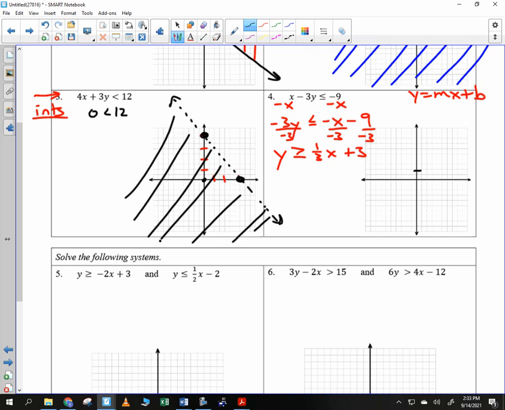I know how to graph that. I plot positive 3. Then I use my slope of 1/3. Up 1 and over 3. Solid line or dashed line? Do I shade above or below? It says y is greater than.